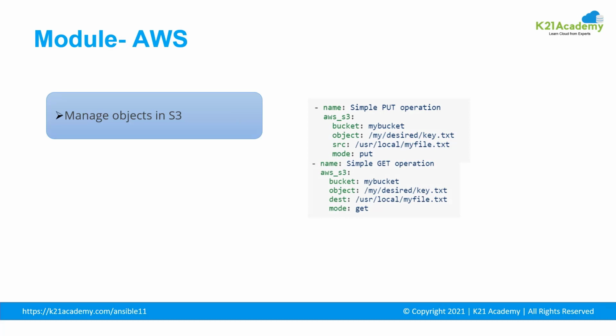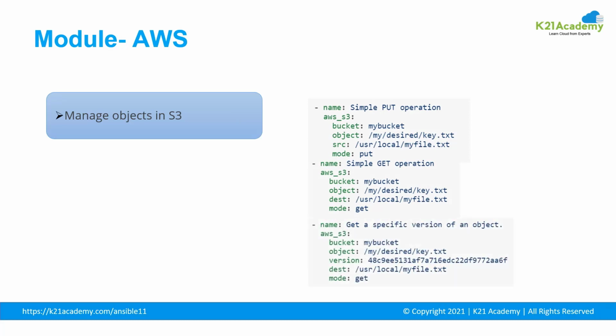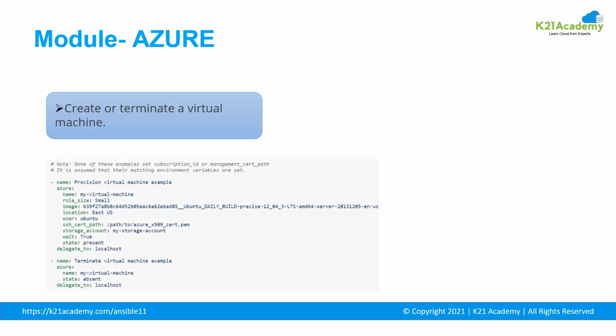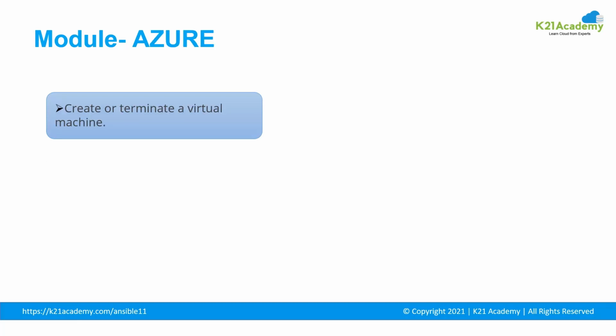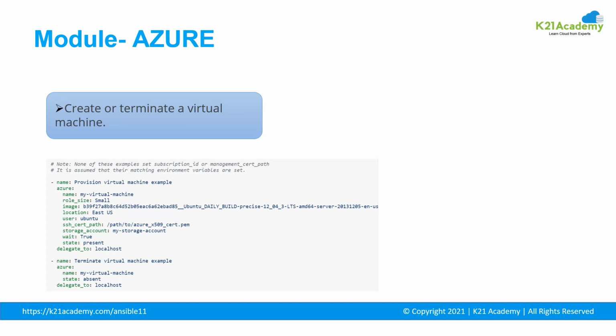This is an AWS module. Anything related to AWS, like creation of an infrastructure, creation of a bucket, or anything else, can be done with the help of this AWS module. Similarly, you can use Azure modules to create and terminate a virtual machine. You can create a virtual machine, create containers, and do other things as part of these Azure modules. And an archive module.